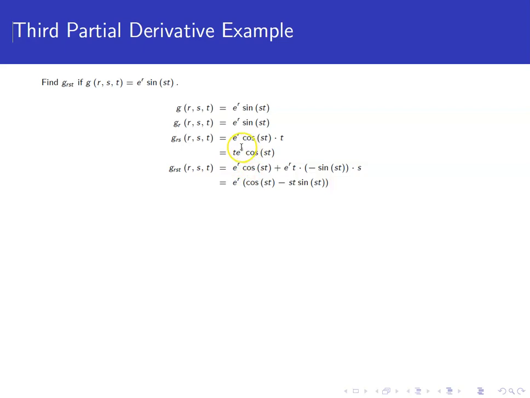When we simplify things, this should be an r, not a t. My apologies, that should not be a t, that should be an r. We should have t e to the r cosine of st. So what I have there in blue should be an r, not a t.